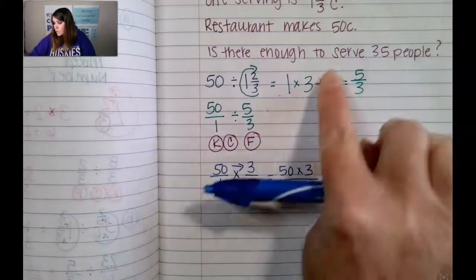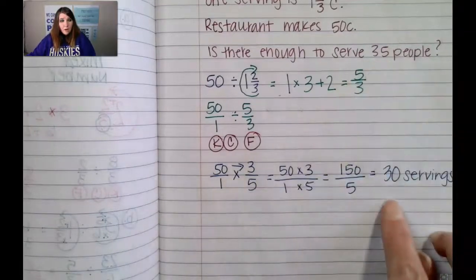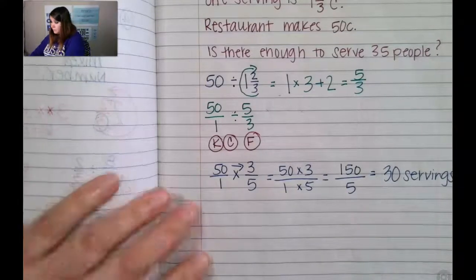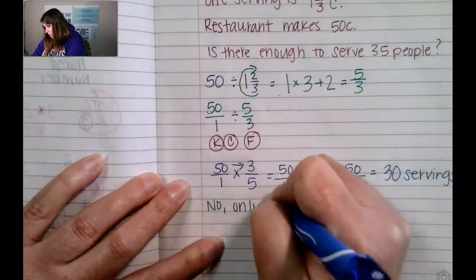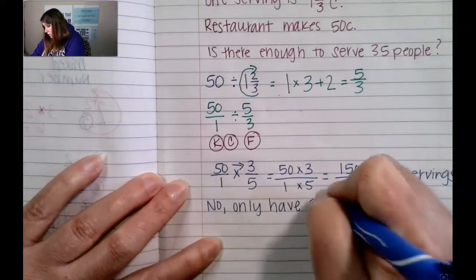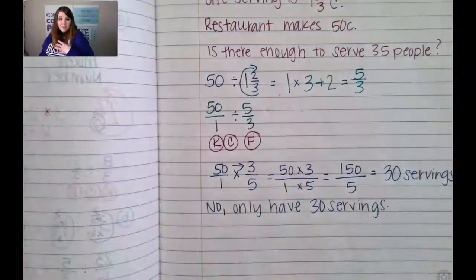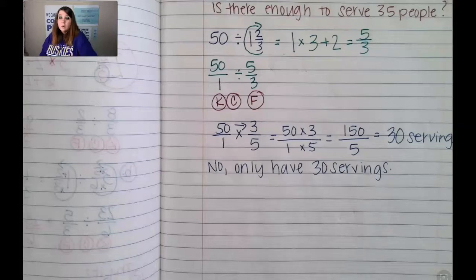So I wanted to know, did I have enough to serve 35 people? No, I need more soup. So the answer is no. I only had enough for 30 servings. I wouldn't be able to serve 5 people my delicious soup. Or share it. It's the restaurant that's making it, not me. Nobody wants my soup. Remember, I burn soup?